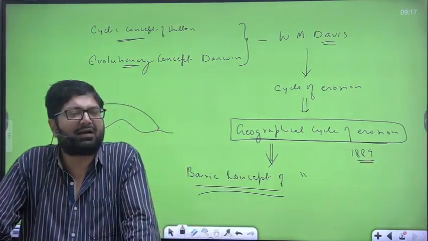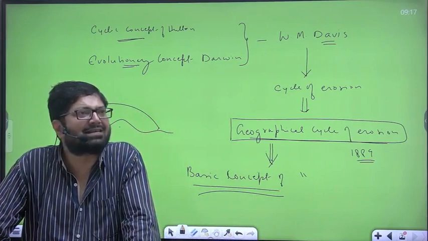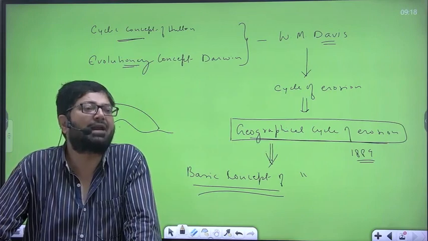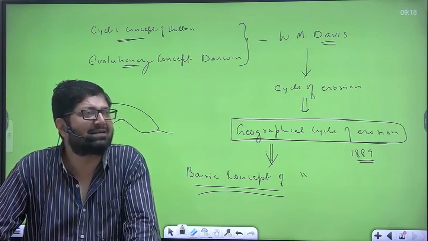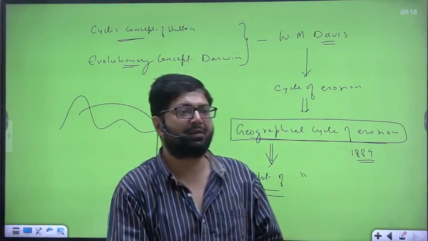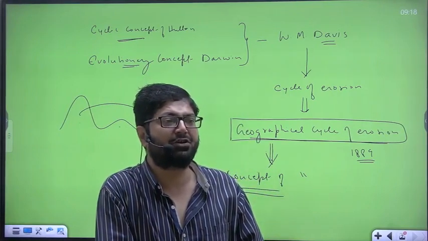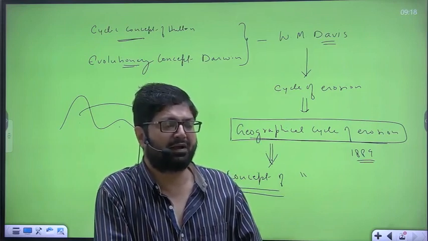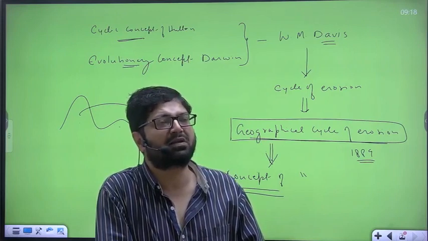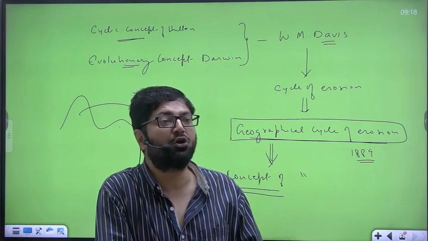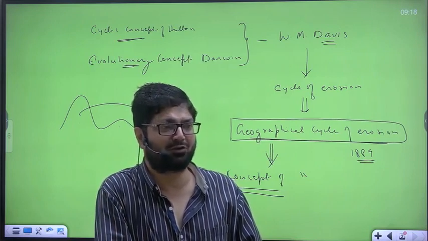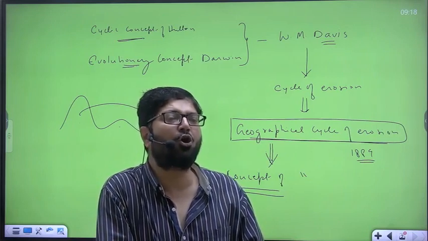Now, Davis did his research in temperate areas, in middle latitudes. In these areas, rivers happen to be the main agent of erosion. Rivers happen to be the main agent that shape the landform. So his cycle of erosion is also known as fluvial cycle of erosion or normal cycle of erosion.